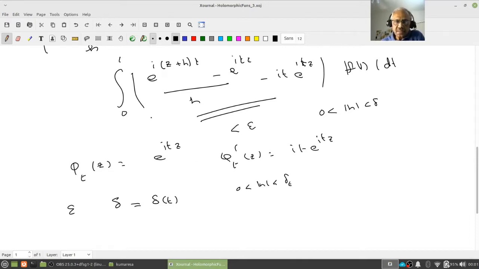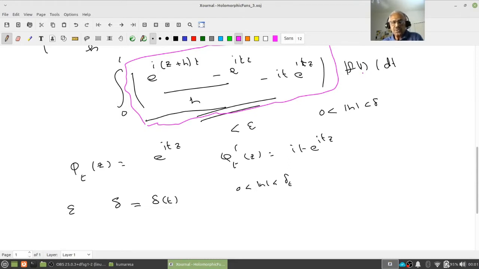Please pay attention. These are the things which your teachers usually do not explain because they think it will confuse a student. But if you want to master analysis, you have to learn. In modulus, you want to say less than epsilon, but then I have to restrict my h so that |h| is less than delta, but that delta will depend upon t because this is a function of t. But this integration is over t, therefore I should have some kind of uniform delta, which I may or may not be able to do, or I have to work hard to get. Are you following?